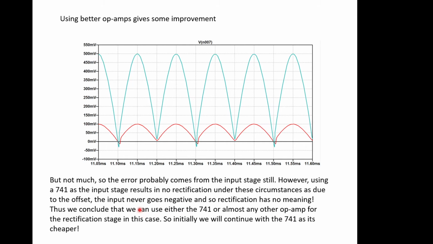Yes, I'm not quite sure what we're saying there then. So if we conclude that we can use either 741 or any other op amp for the rectification in this case, we can, that's true, if we AC couple it. So that's probably the thing that's missing there. Remember, if we AC couple, we DC block, and then it all works nicely.